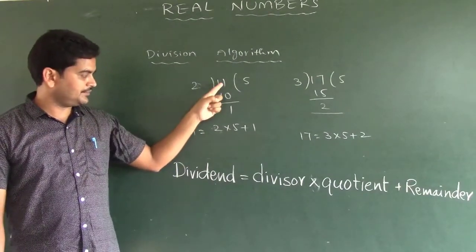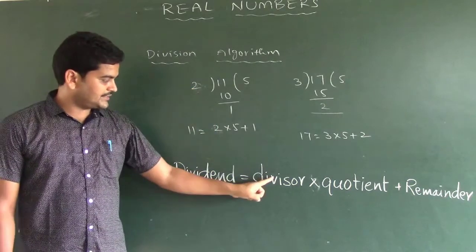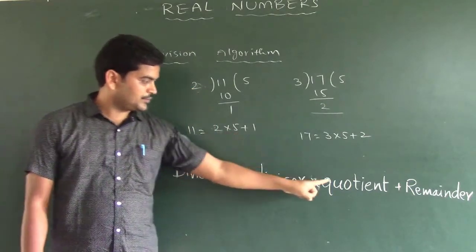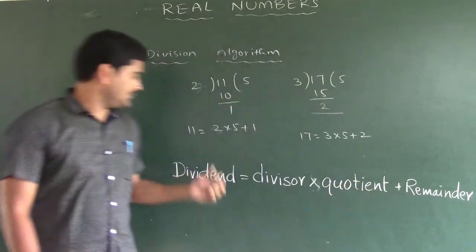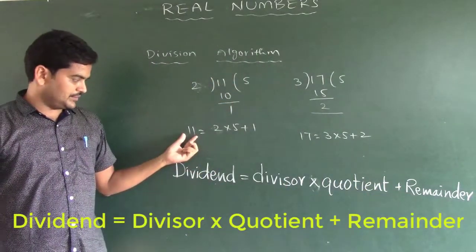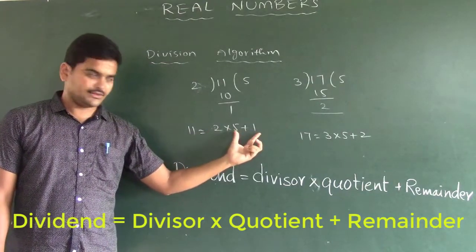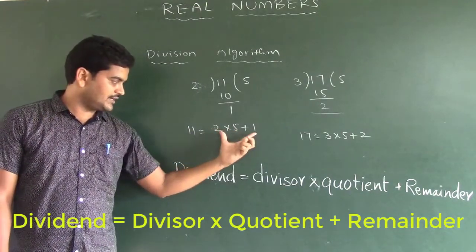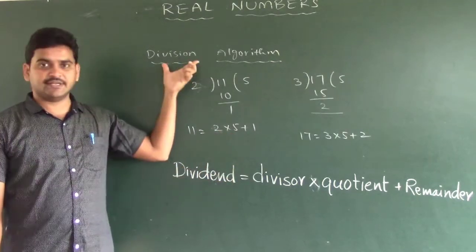What is 11 here? Dividend. What is 2? Divisor. It is 5, quotient. What is the remainder? The remainder is 1. So here dividend is equal to divisor into quotient plus remainder. So 2 fives are 10, 10 plus 1 is 11. So LHS is equal to RHS. So this is called the division algorithm.